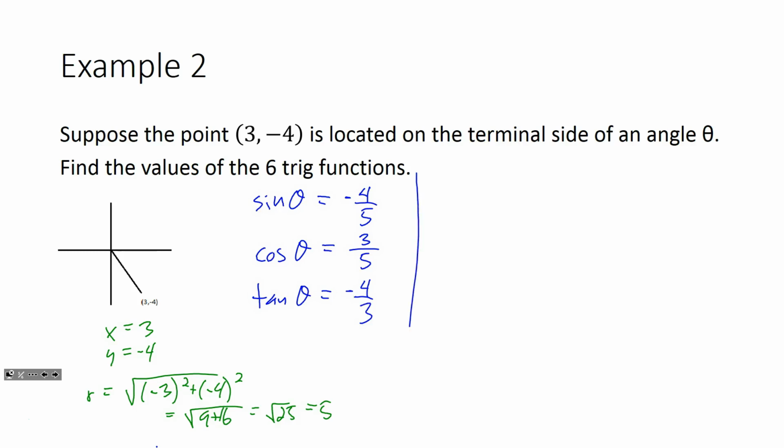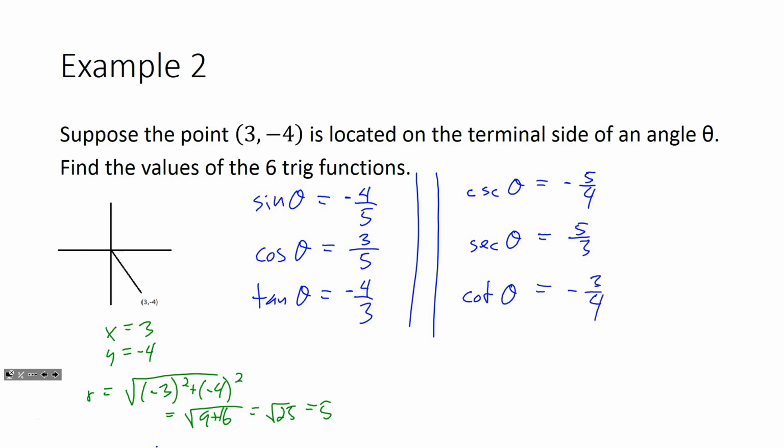Let's run through the reciprocal trig functions. The reciprocal of the sine is the cosecant. So the reciprocal of -4/5 will be -5/4. The reciprocal of cosine equals the secant. Reciprocal of 3/5 will be 5/3. And finally, the reciprocal of the tangent is the cotangent, and taking the reciprocal will be -3/4. So there we have all of those.